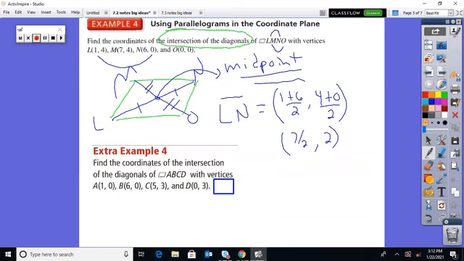All right, back again. Hopefully you got 3, comma 1.5 or 3 halves. Midpoint between AC or BD. Either one will get you there.